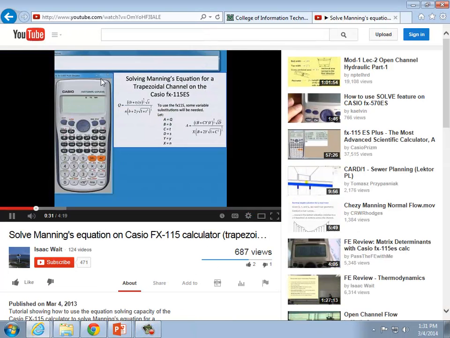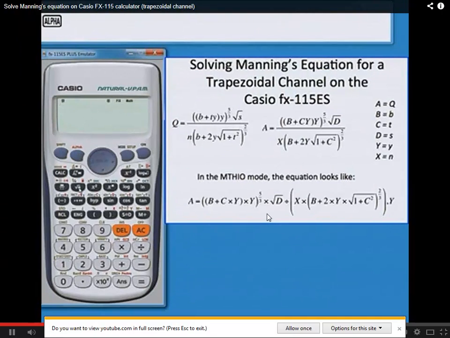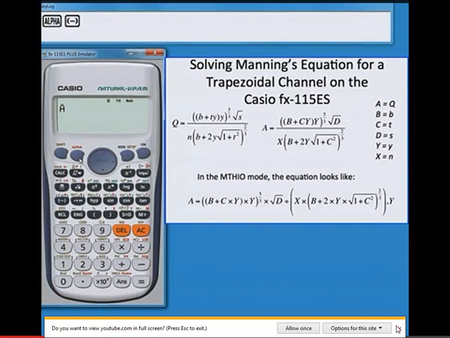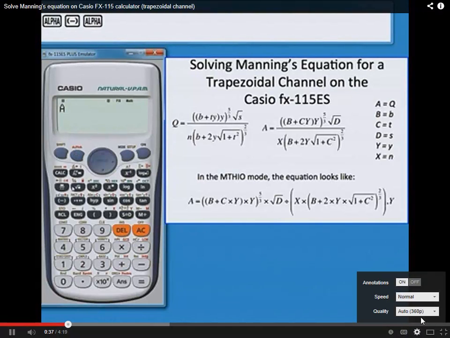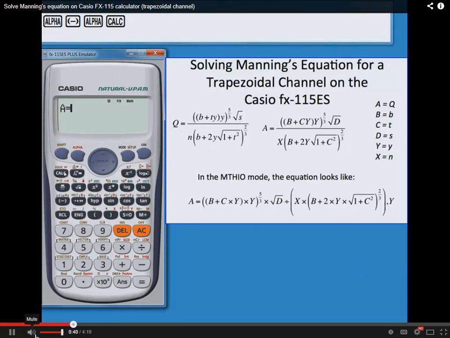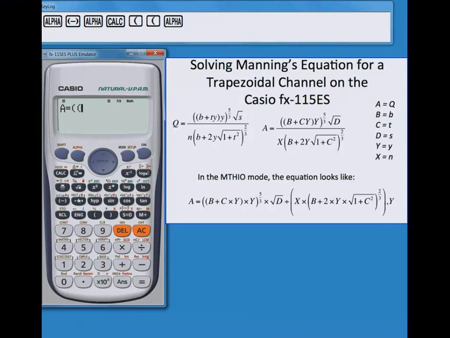The equation will be A equals, notice we got to use the alpha button, and a couple parentheses to make sure operations get done in the correct order. B, which is going to be used to represent B in the original equation. A is being used to represent Q. Plus T times Y, but in this case T is really variable C on the Casio.